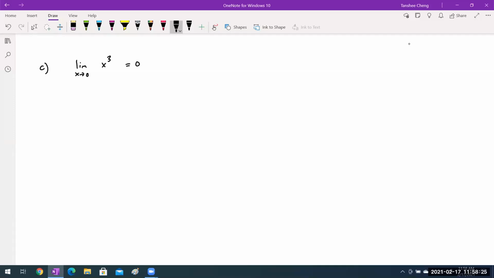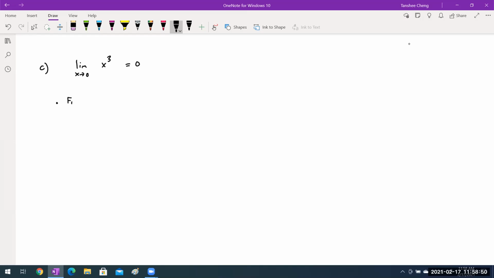So, the limit as x approaches 0 of x to the third power equals 0. For this type of problem, we're going to use the cube root idea, but it does not necessarily always work like square roots, because even and odd index roots are slightly different. So we're going to take a look at some simple cases.